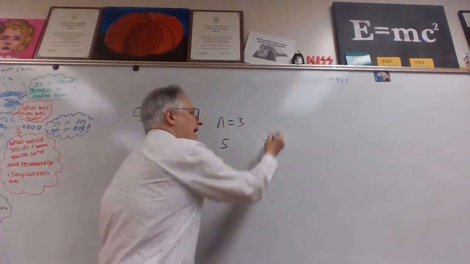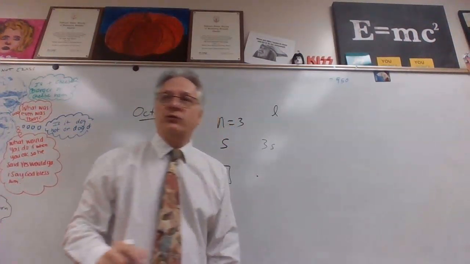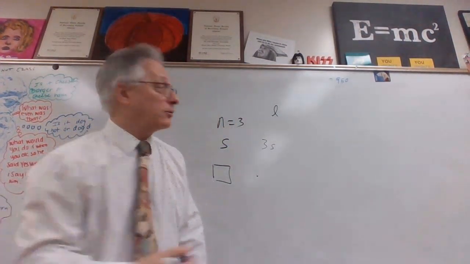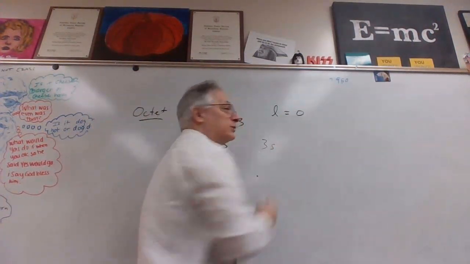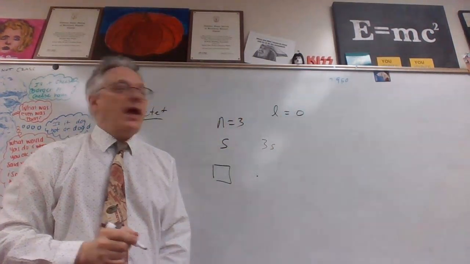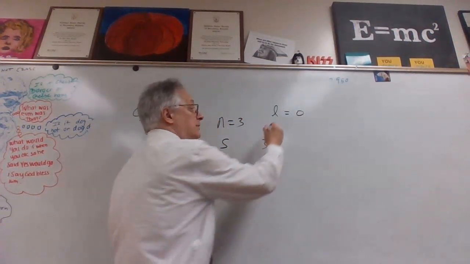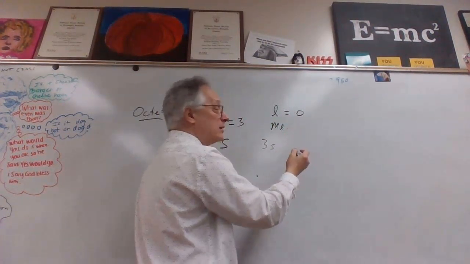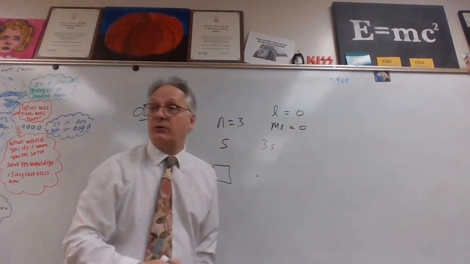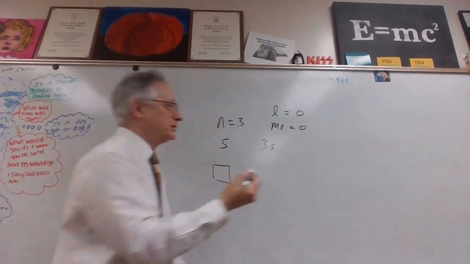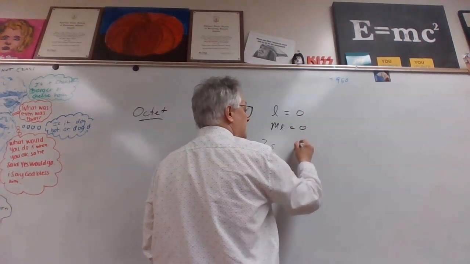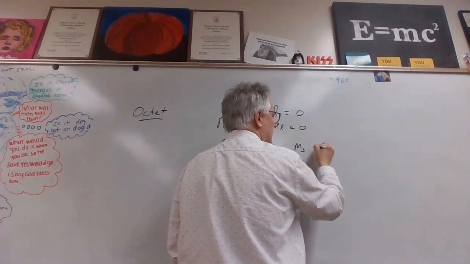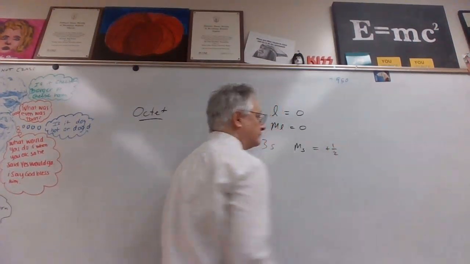And the L value was the angular momentum quantum number. For s orbitals, that has to equal 0. And the m sub L, the magnetic angular momentum quantum number, would also have to equal 0. And then, of course, your spin, your m sub s, if I have one electron, I would say plus 1/2.